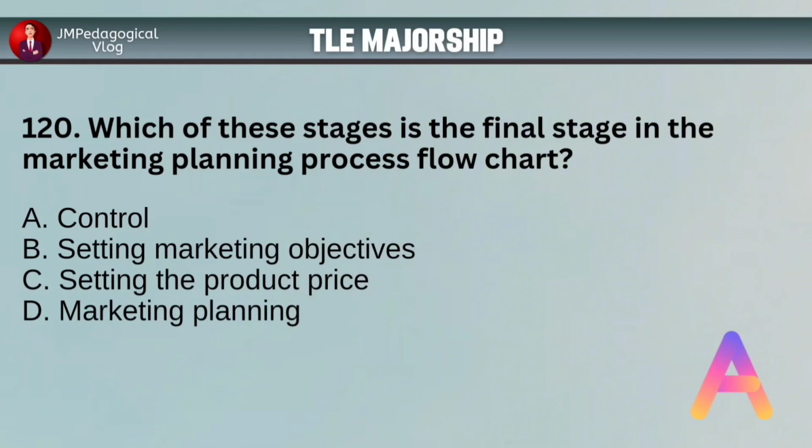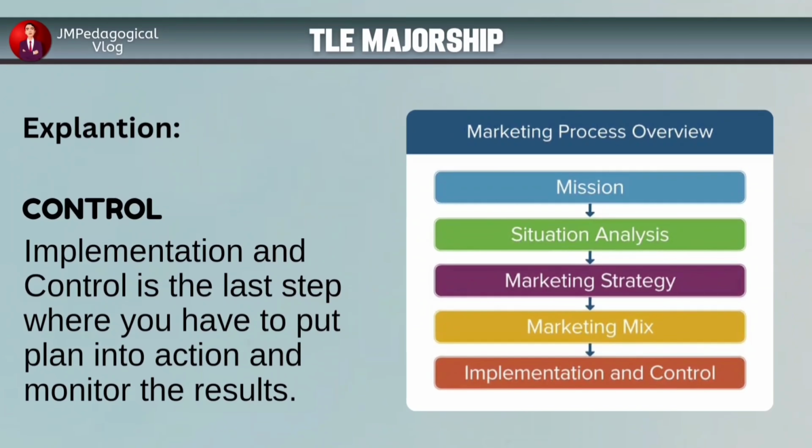A. Control. Explanation. Implementation and control is the last step where you have to put a plan into action and monitor the results.